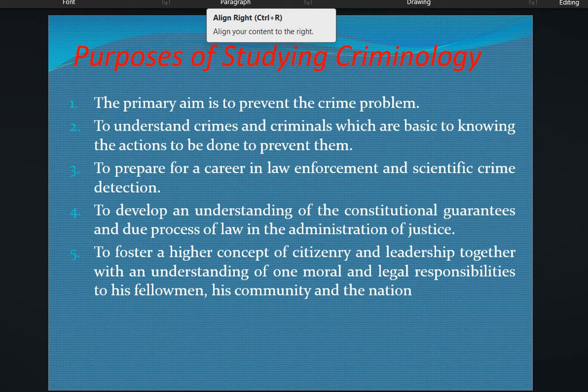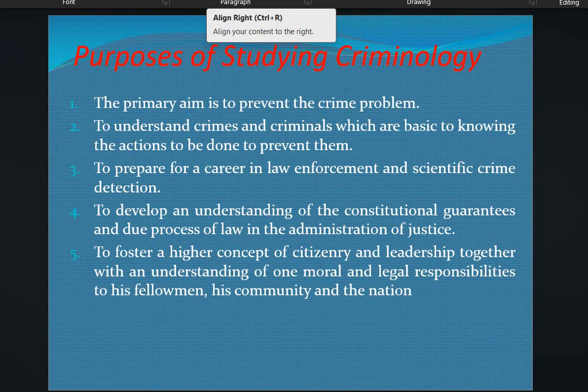of Fire, and others. To develop an understanding of the constitutional guarantees and due process of law in the administration of justice. Take note, there is what we call due process. Okay? Hindi lahat ng nakikita natin pangit, ikukulong natin. Hindi lahat na nakikita nating mga violators, ikukulong natin. There is what we call due process.